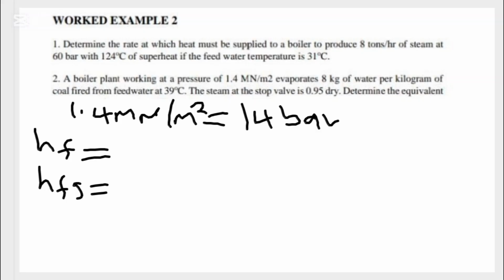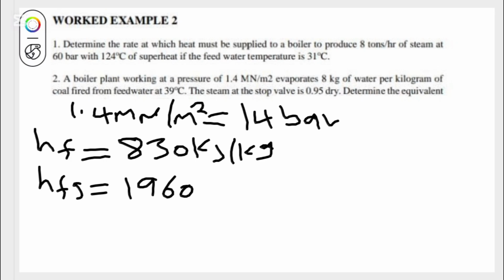So our h_f is what? It is 830 kilojoule per kg. And also the h_fg, which is 1960, as I showed you. So therefore kilojoule per kg, since the steam is 0.97 dry, which is the dryness fraction.